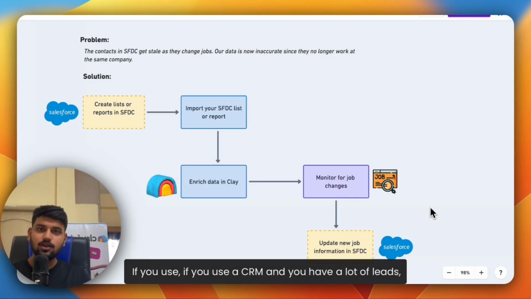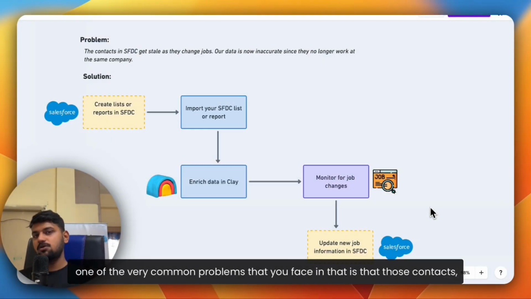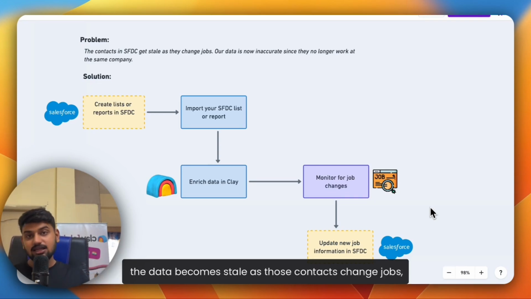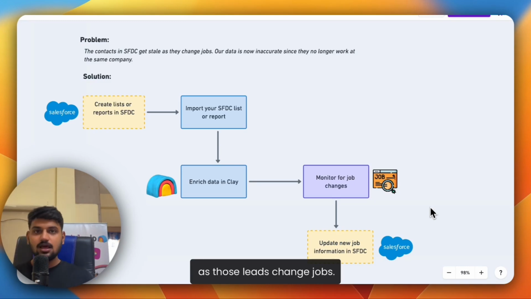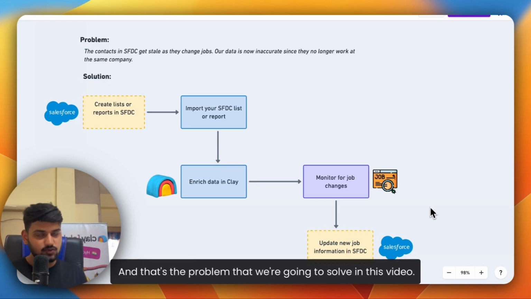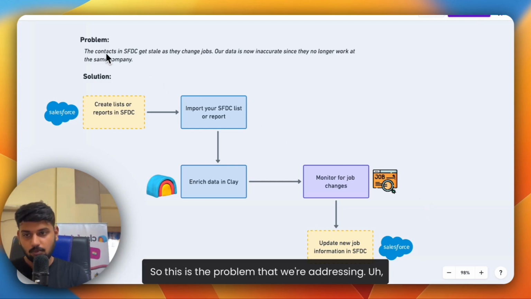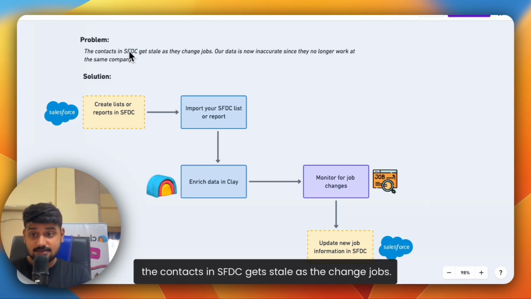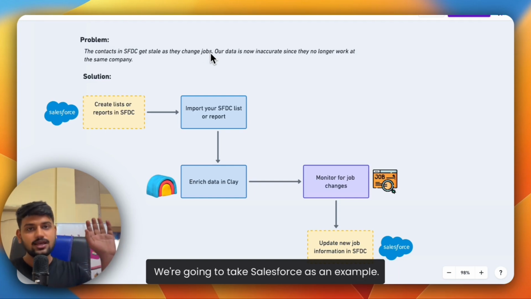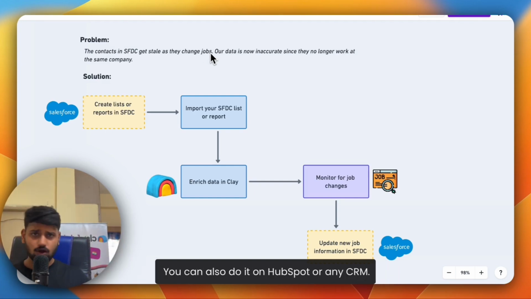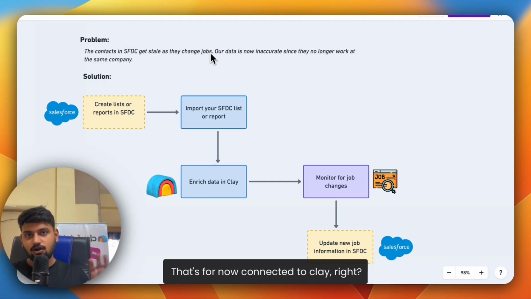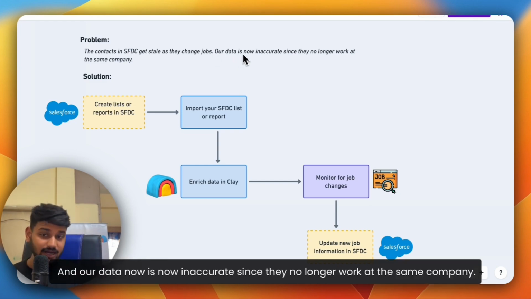If you use a CRM and you have a lot of leads, one of the very common problems you face is that the data becomes stale as those contacts, those leads, change jobs. That's the problem we're going to solve in this video. If you look at the flow chart over here, this is the problem that we're addressing. The contacts in SFDC get stale as they change jobs. We're going to take Salesforce as an example. You can also do it on HubSpot or any CRM that's connected to Clay. Our data is now inaccurate since they no longer work at the same company.